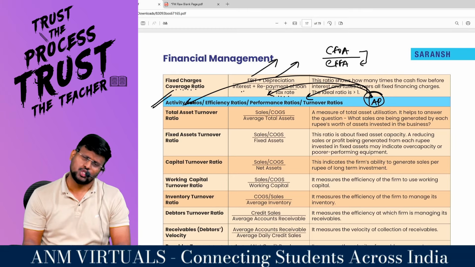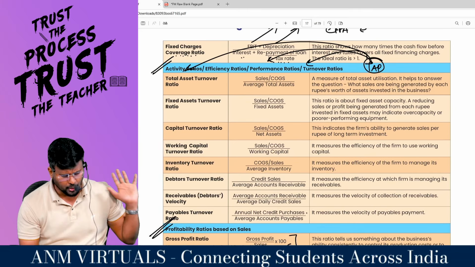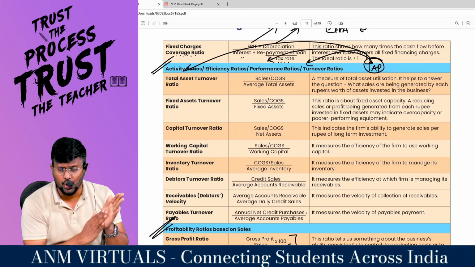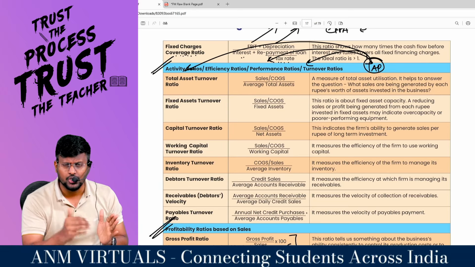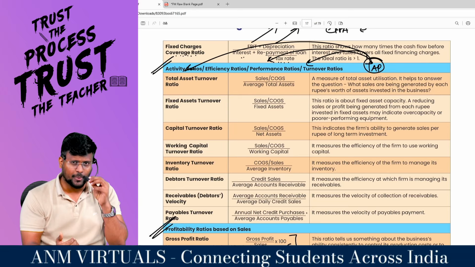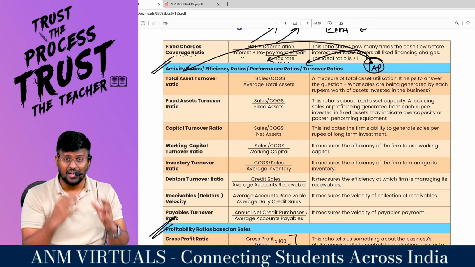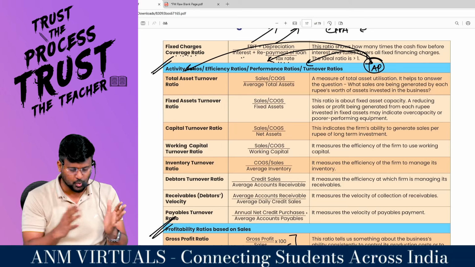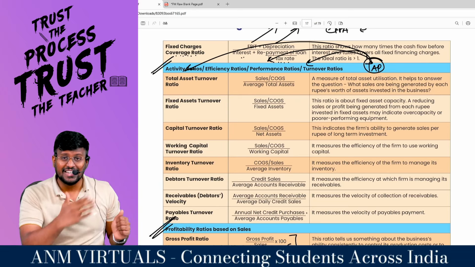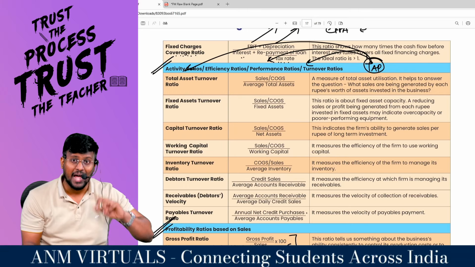Then the turnover ratio, simple, sales divided by the particular item. Total asset turnover ratio, sales divided by total asset. Fixed asset turnover ratio, sales divided by fixed asset. Capital turnover ratio, sales divided by capital. Working capital turnover ratio, sales divided by working capital. Inventory turnover ratio, cost of goods sold divided by, sir, average inventory, since we are having opening and closing. Debtors turnover ratio, credit sales divided by average accounts receivable. Sir, creditors turnover ratio, credit purchases divided by average accounts payable.